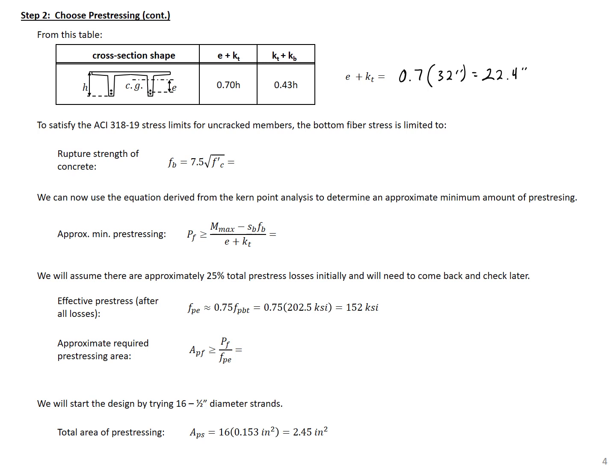Next, because we're looking at our service condition and our tensile limit, we'll use 7.5 times the square root of the strength of our concrete at service, 6,000 psi, which will give us a value of 581 psi or 0.581 ksi.